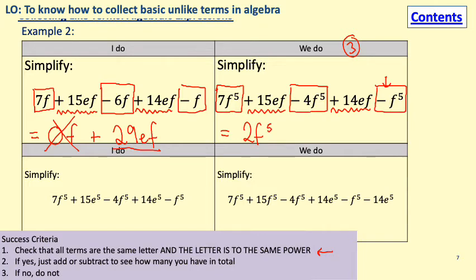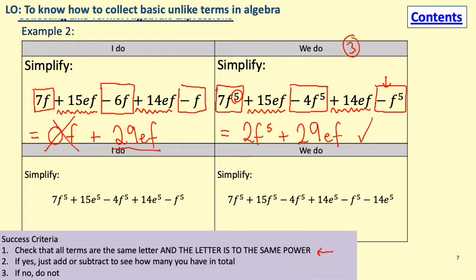And then from the positive 15ef added to 14ef, we know from the last I do that that's going to be 29ef. Give yourselves the mark if you got that one right. And really well done for not being tripped up by the powers, by these things here.